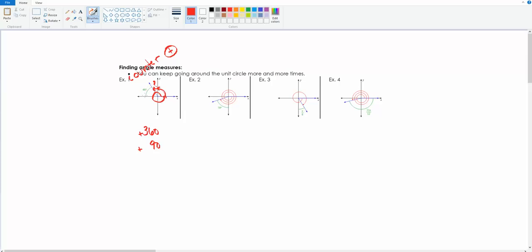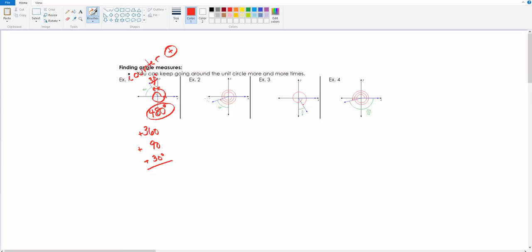But we know that this part is 60 and the full quadrant is 90. So this must be 30. So plus 30 degrees. And 360 plus 90 plus 30 is 480 degrees. So this entire swirly turn is 480 degrees.